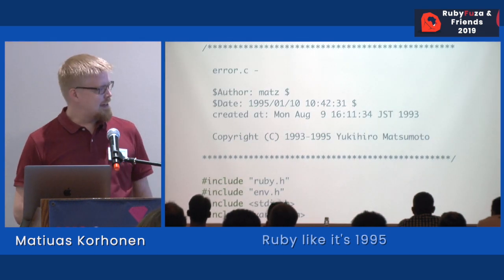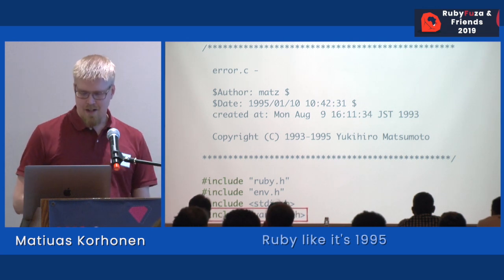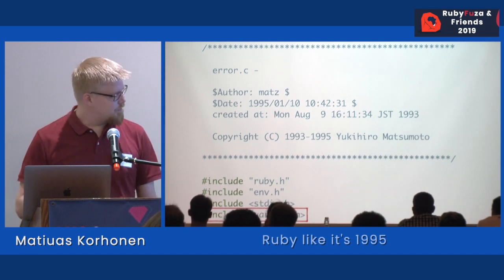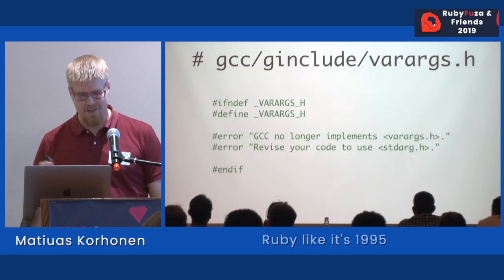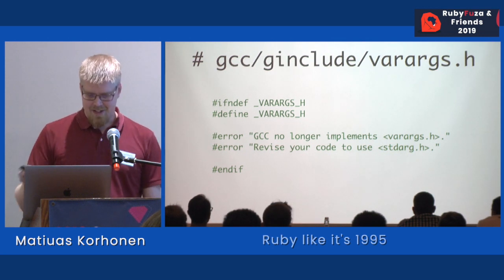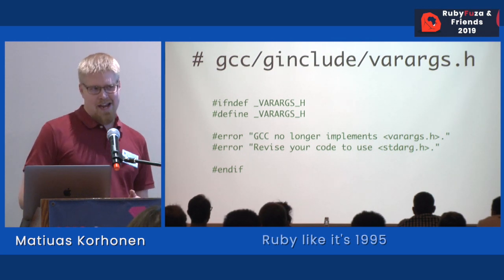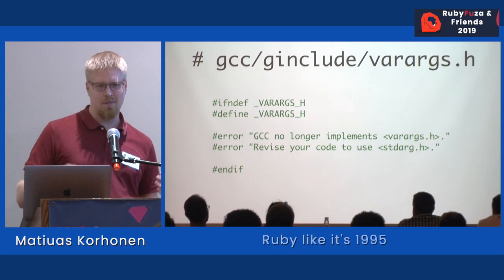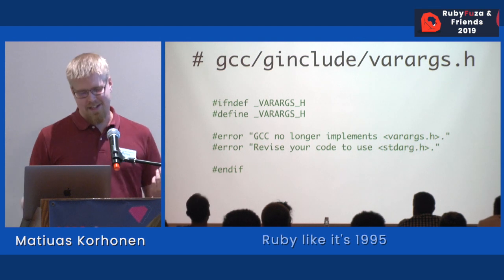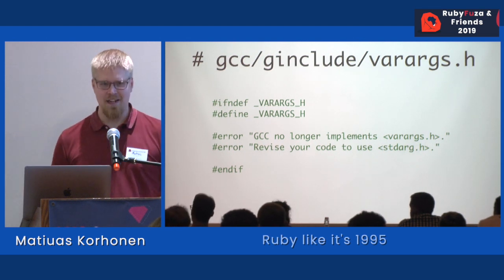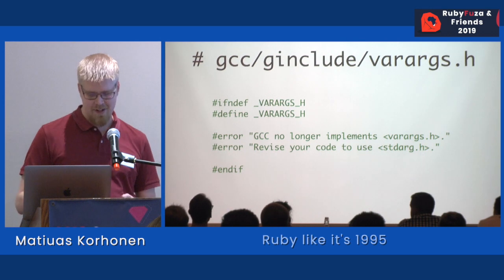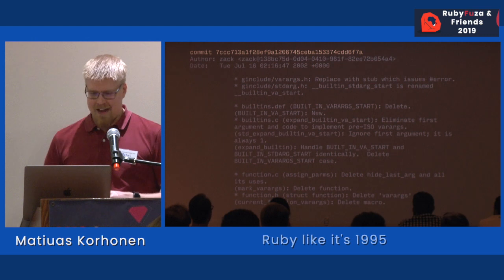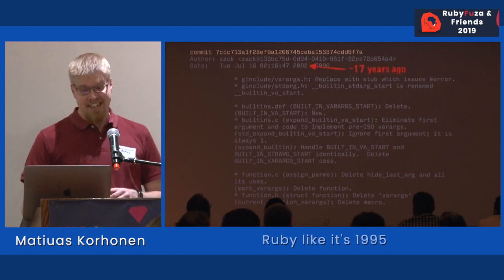We were looking at this very last line on this slide, and to understand this issue, we need to take a little peek at GCC source code. Specifically this var.args.h file. And var.args was the way you could make C functions take multiple arguments, or a variable number of arguments rather. As you can imagine, that's pretty important for Ruby for things like arrays. However, var.args.h no longer exists. In fact, it was removed 17 years ago.